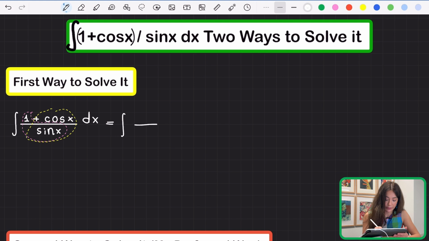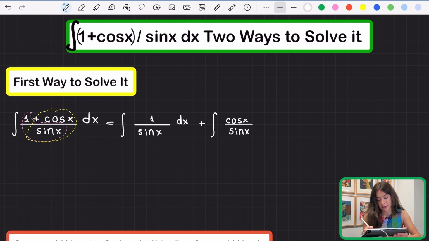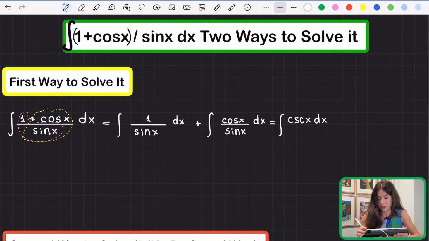So the first integral will be 1 over sine x. Obviously, the denominator is going to be the same. And the second integral is going to be cosine x over sine x. As you notice, this one is cosecant, the integral of cosecant, which is part of your basic rules. We're going to look at it in a second. And the second integral is cotangent x dx.